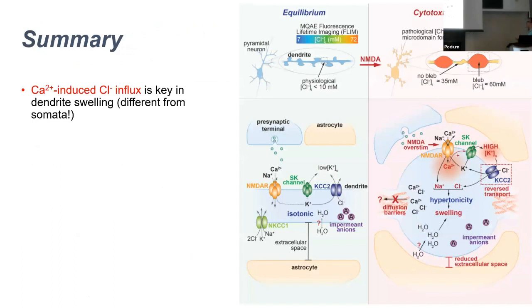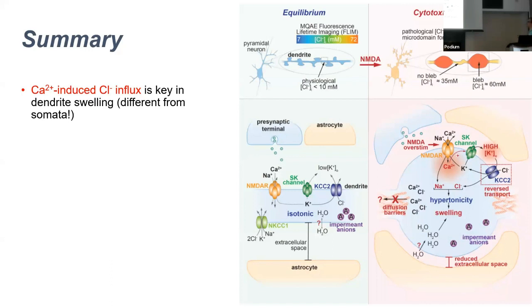And so that leaves us with the mechanism of how this all works, where we stray from an equilibrium situation in NMDA stimulations, like what you would get in stroke, where you have overactivation of the NMDA receptor, sodium loading, calcium loading, and this calcium influx activates the SK channel, which leads to a high concentration of extracellular potassium.